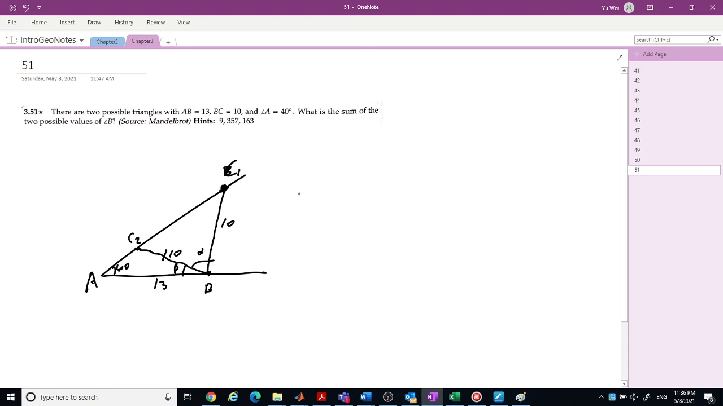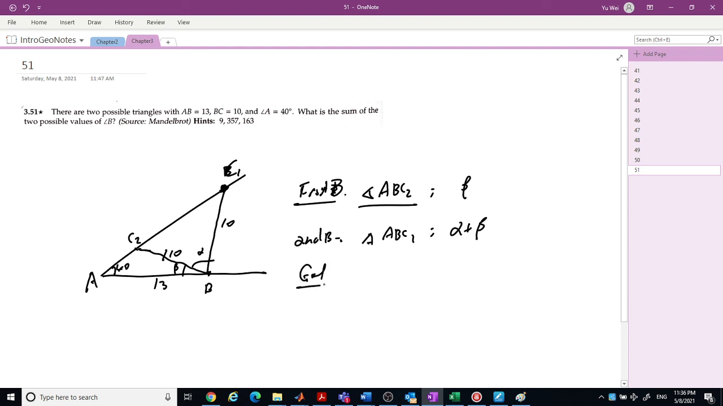So the first B is from the triangle ABC2, so the first B is beta. The second B is from triangle ABC1, which is equal to alpha plus beta. So the goal is to solve alpha plus 2 beta.